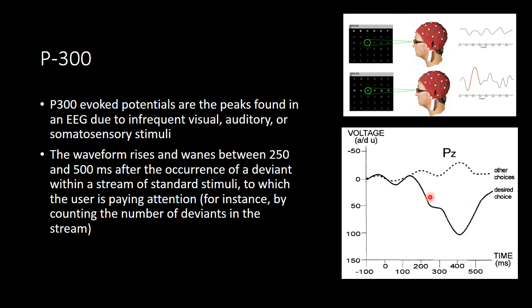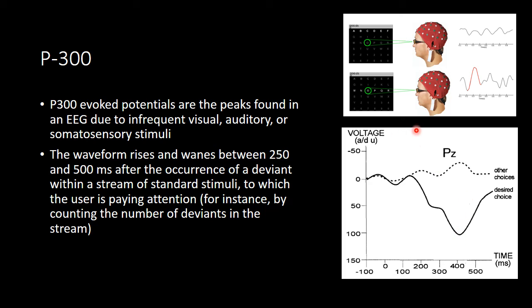P300 is the positive deflection in the electroencephalogram time-locked to auditory or visual stimuli. It is typically seen when the participants are required to attend to a rare target stimulus presented within a stream of frequent standard stimuli. This positive peak is most often observed 250 to 500 milliseconds after the stimulus. Roughly, it happens at about 300 milliseconds. That is why it is called P300.